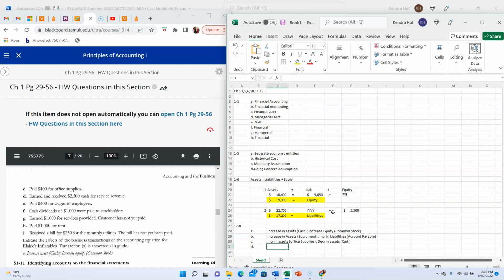All right, D, earned and received $2,500 cash for service revenue. I received cash, so that's an increase in assets, and it's cash. Revenue is basically an element of equity, and it increases equity.